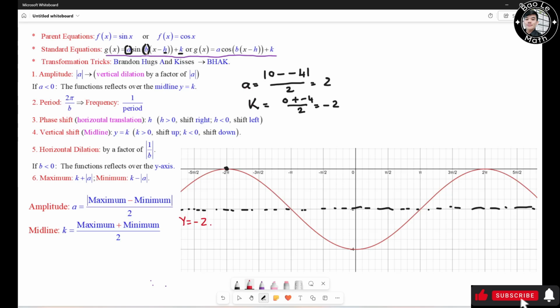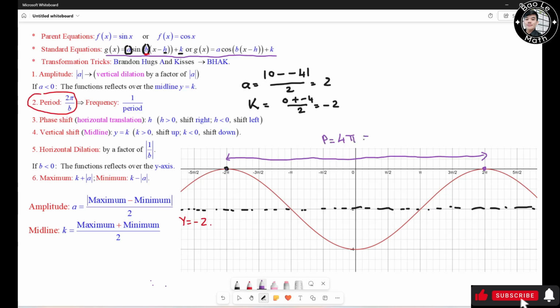Now we need to find the horizontal dilation, which is B. In order to find this one, we need to use the formula P equals 2 pi over B. The P is the distance between hill and hill, or valley and valley. The hill right here and the hill right here, it's going to be 4 pi. So the P is 4 pi.